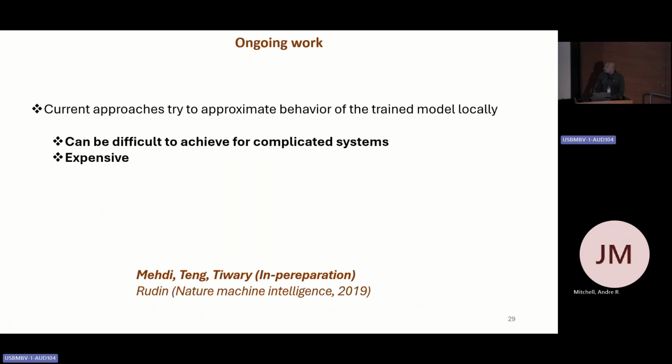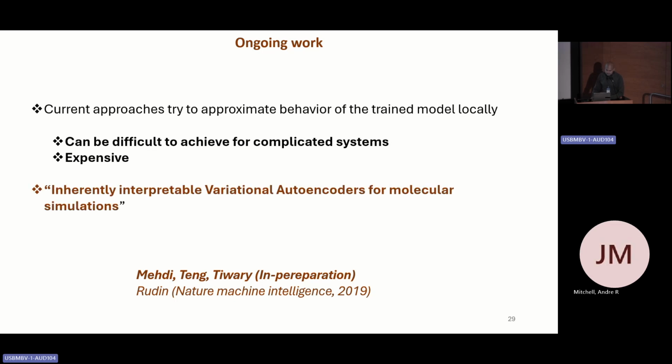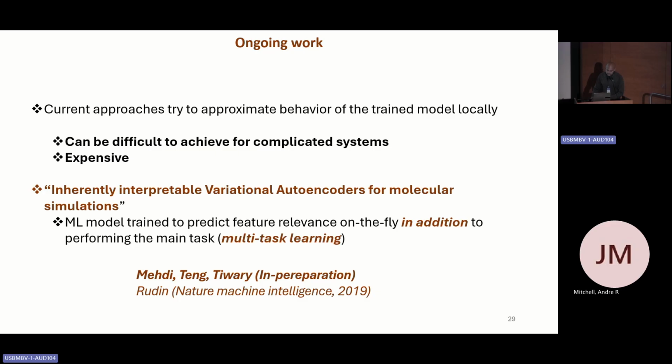So ongoing work is that most of the current approaches, including TERP and some of the other ones, try to approximate the behavior of the trained model locally. But one of the challenges, although they can be successful, is that they can be difficult to achieve for complicated systems and they can be very expensive. So what we are working on is to design inherently interpretable variational autoencoders for molecular simulation. Here the idea is the machine learning model is trained to predict which features are relevant on the fly in addition to performing the main task. So multitask learning, and we are hoping to archive this work quite soon.